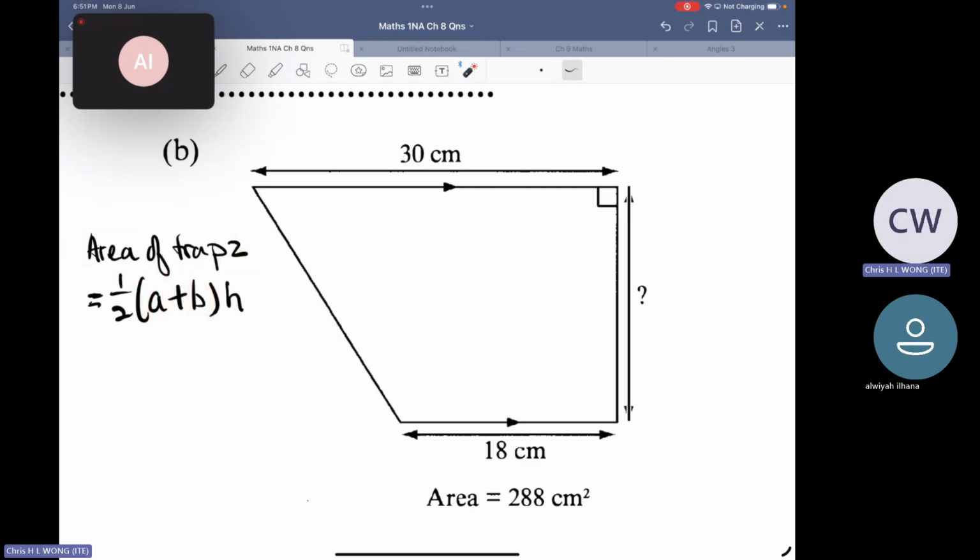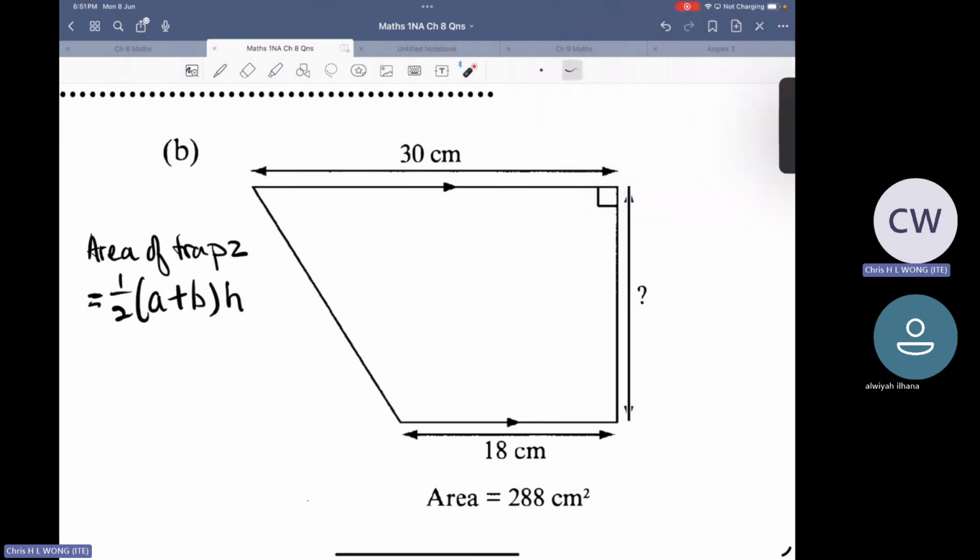Okay, let's put it into the formula. Area of trapezium is 288 equals half times a plus b. It doesn't matter which one. You can take the longer one on top to be a, or you can take the shorter one to be a. Doesn't matter. So you have 30 plus 18 times the height, isn't it? When you want to solve this kind of question, you need to do cross multiplication, right? So you must know your cross multiplication very well.